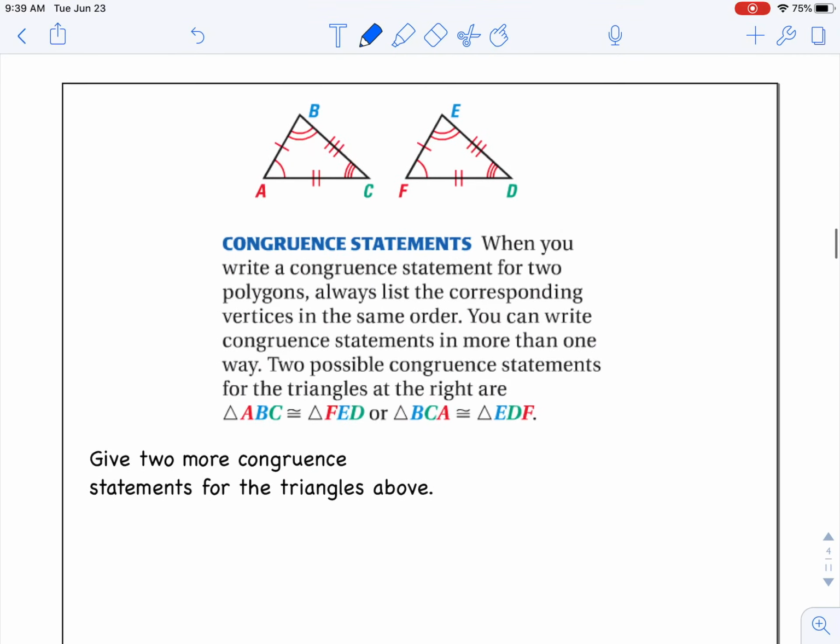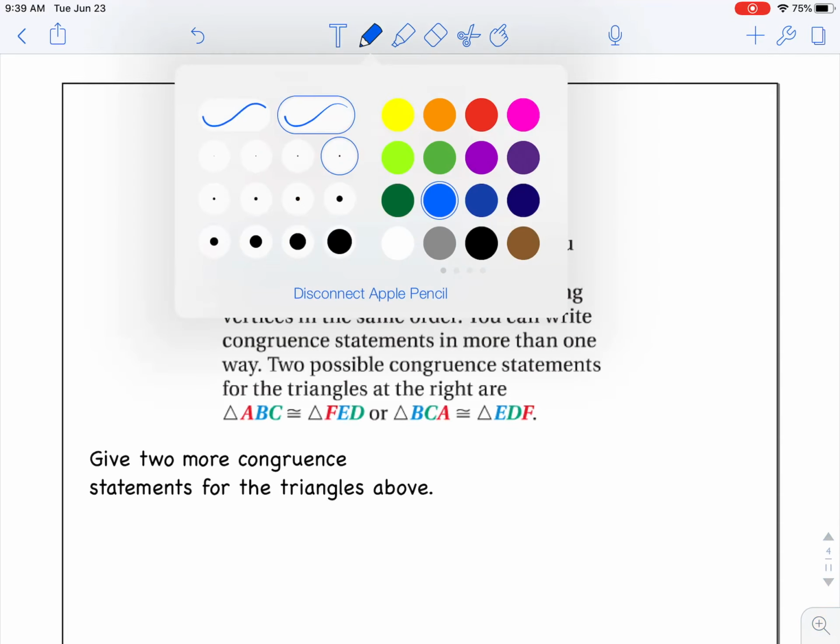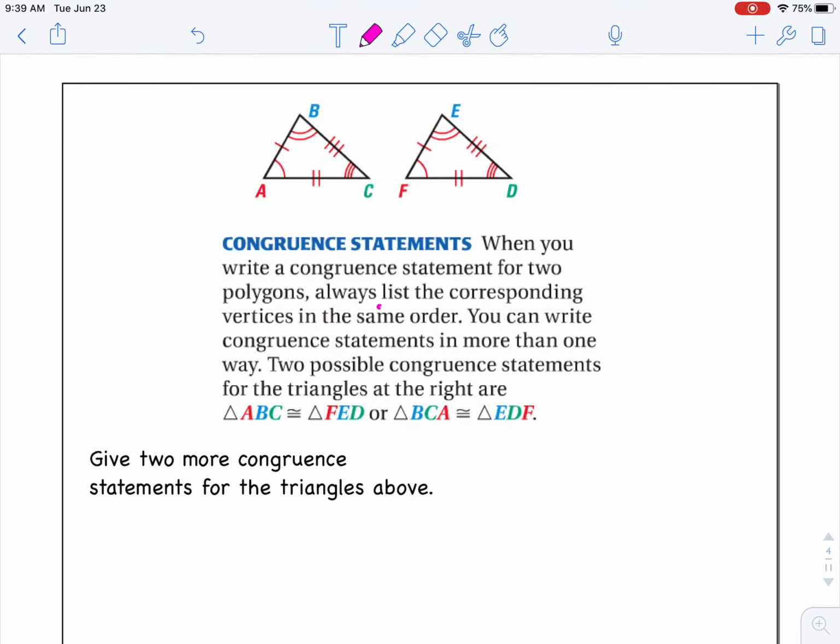When you write a congruent statement for two polygons, you always have to list the corresponding vertices in the same order. That is really important. Now you can write more than one congruent statement. In the last slide, I wrote triangle ABC is congruent to triangle FED. We could also write BCA is congruent to EDF.